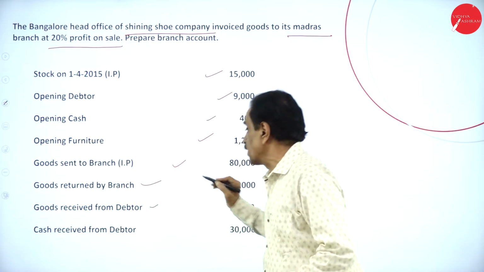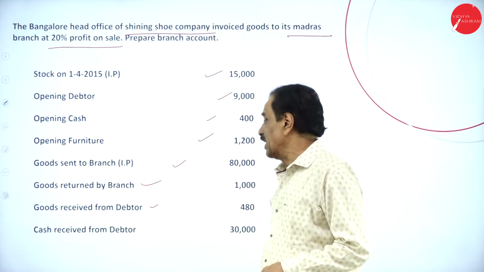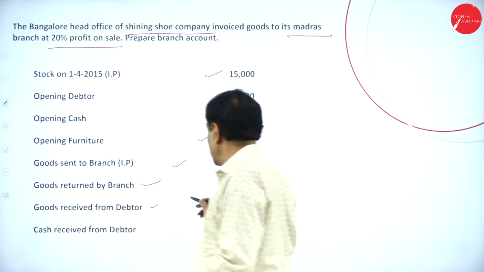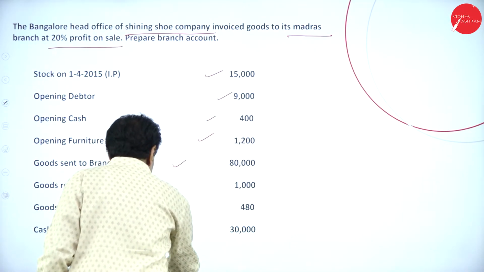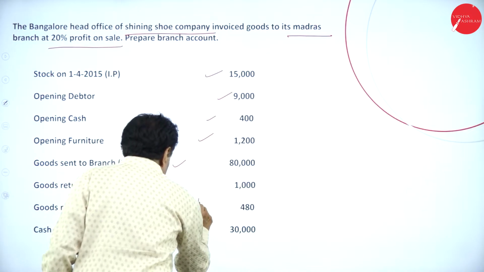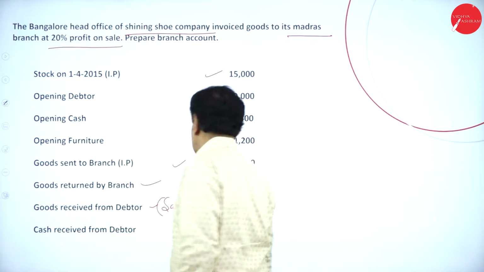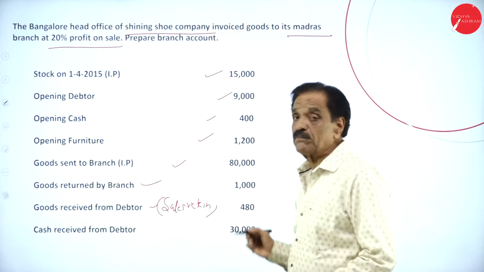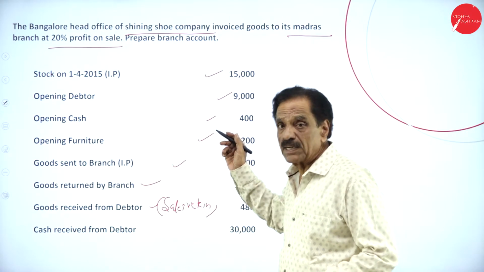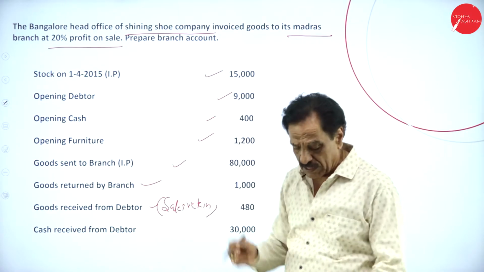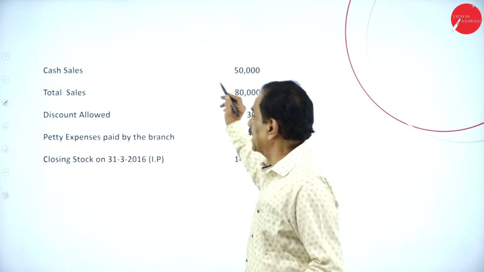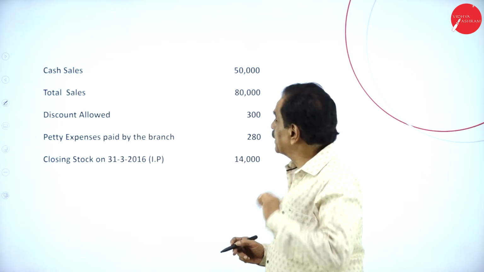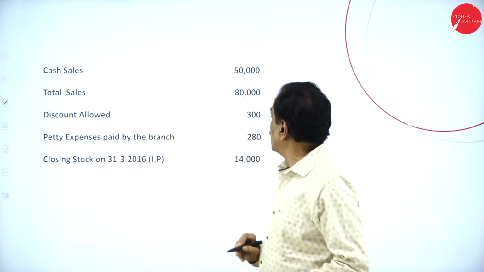Goods received from debtor. This is called sales return. This is nothing but sales return. Cash received from debtor, the customer. This will come in the debtor account and the branch account credit side. Then cash sale will come in the branch account credit side. Total sales is 80 lakh.